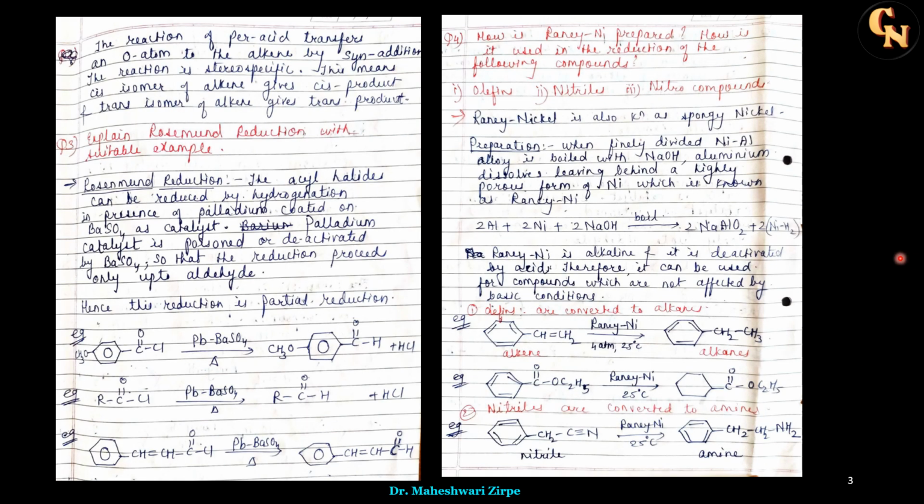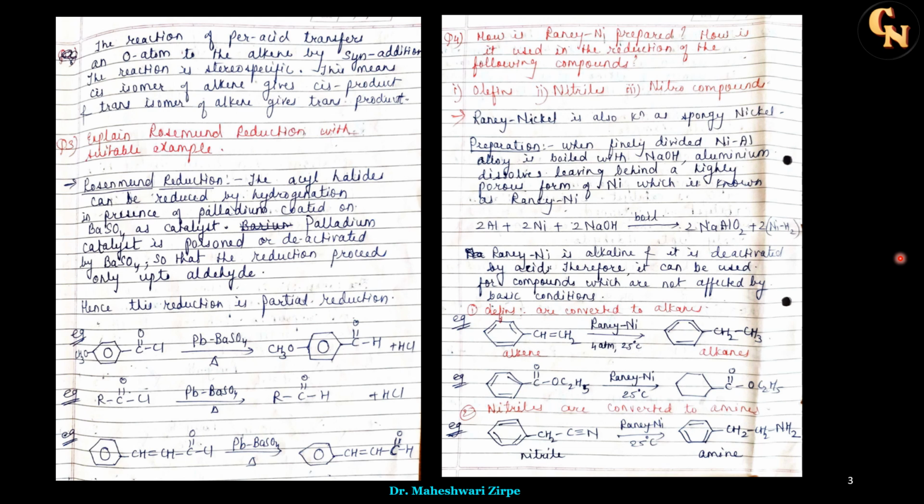So let us see the reaction of peracid. It transfers the oxygen atom to the alkene by syn addition. The reaction is stereospecific. This means that the cis isomer of the alkene gives the cis product and the trans isomer will always give you the trans product. So I think this is clear to everyone.